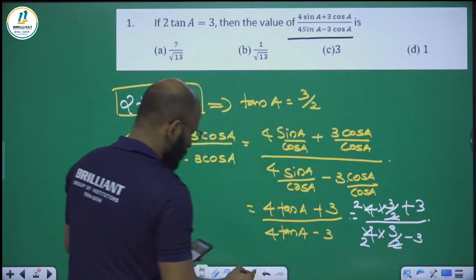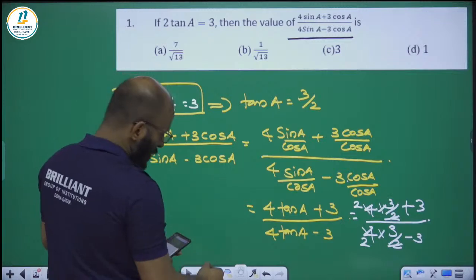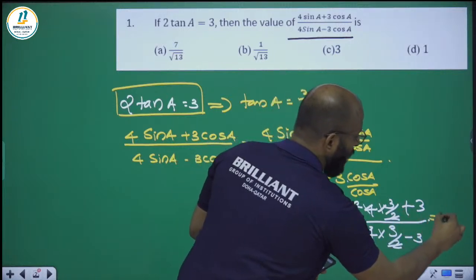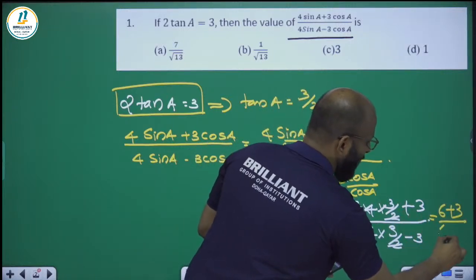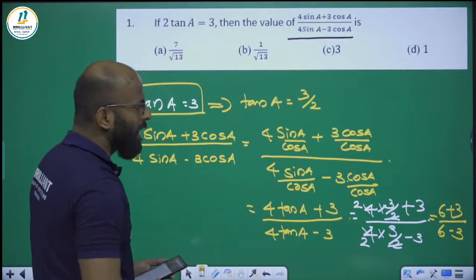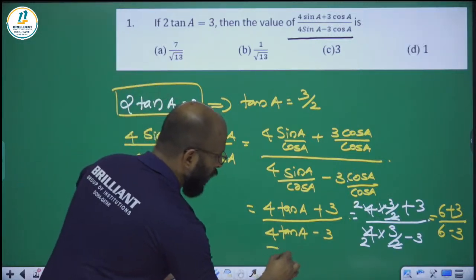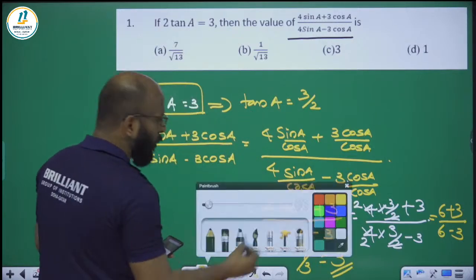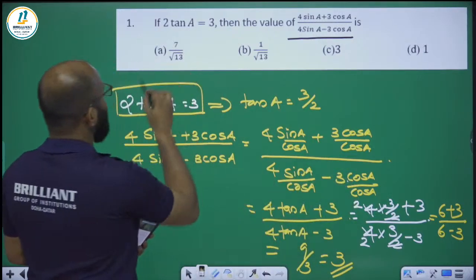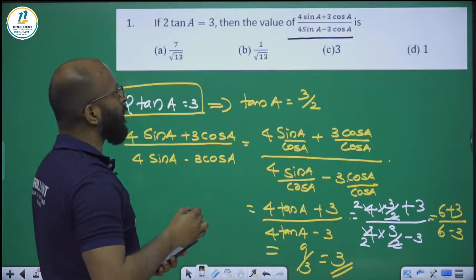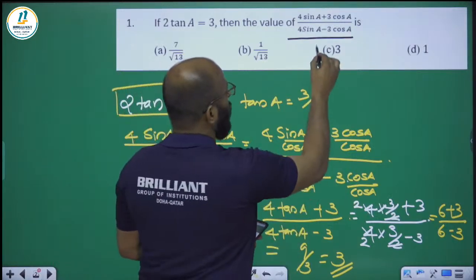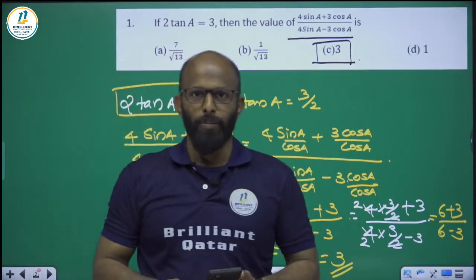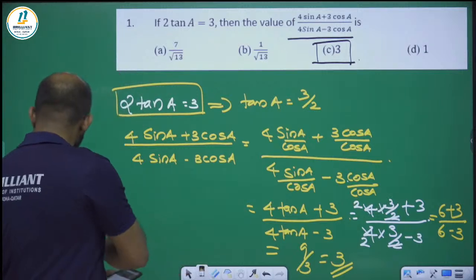So here we get 2 threes are 6, so we get (6 plus 3) divided by (6 minus 3), which is equal to 9 divided by 3. Our right answer is 3. Looking at the options, option A is 7 by root 13, option B is 1 by root 13, option C is 3. So our right answer is option C. I hope all of you got the concept. Then we will move to the second question.